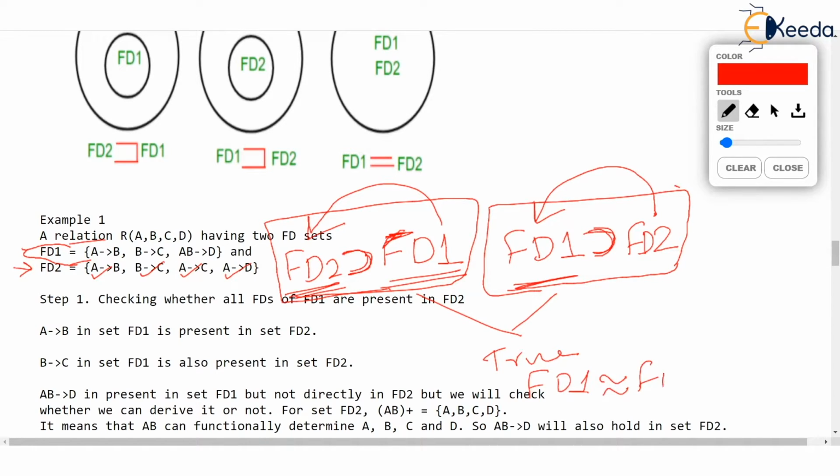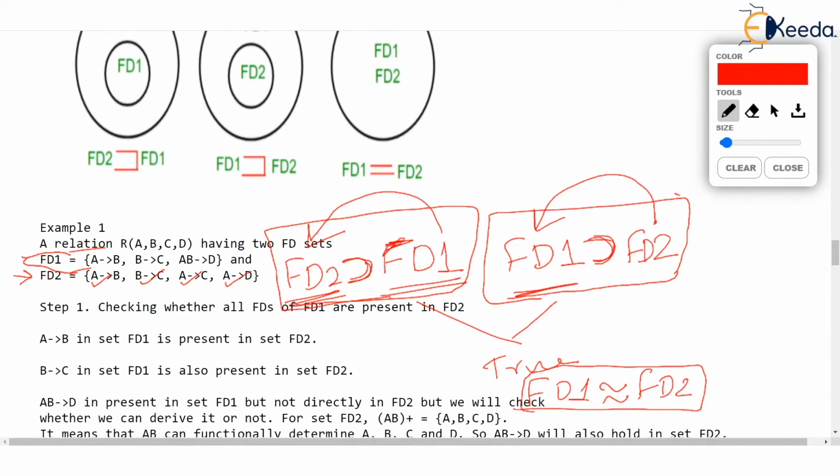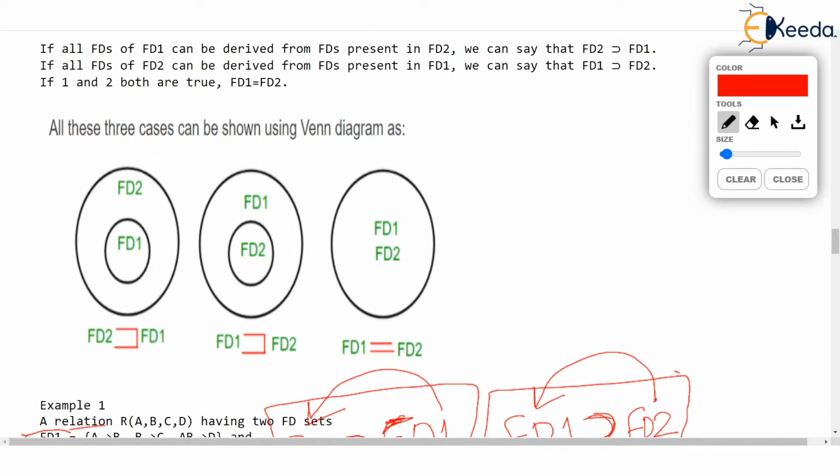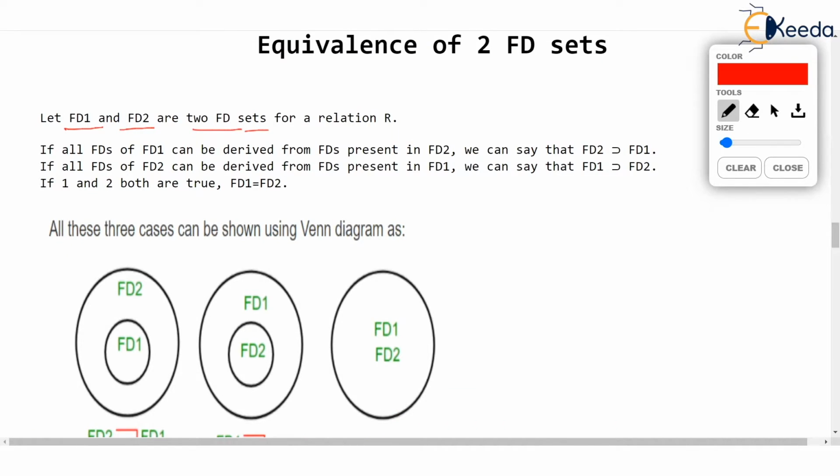Let's see what's written here in the definition again. Let FD1 and FD2 be the two FD sets on the same relation R, that is, the same table R. If all FDs of FD1 can be derived from FDs present in FD2, then we say FD2 is a superset of FD1. FD2 covers FD1, we say. So whatever is there in FD1 can be derived by FD2. FD2 is enough to derive all of it.